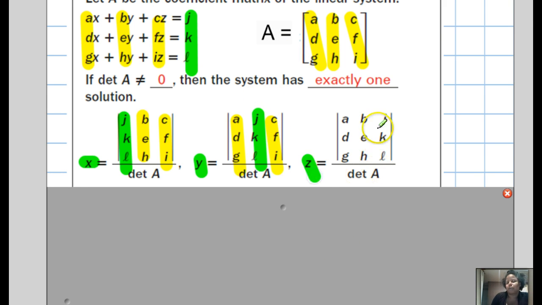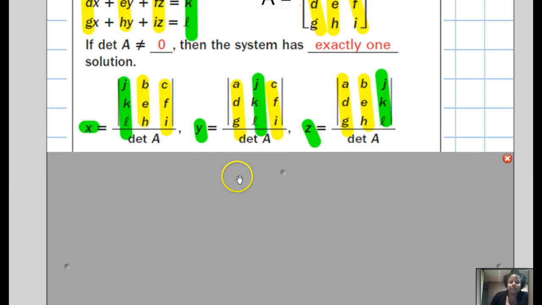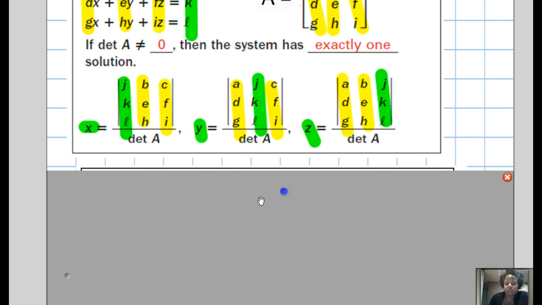And for the z, I'm going to replace the z column with j, k, l, which are these values, and keep the original columns for the other variables. So now to figure out what x, y, and z are, we're going to have to take the determinant of the respective matrix and divide it by the determinant of the coefficient matrix. So let's take a quick look at an example.